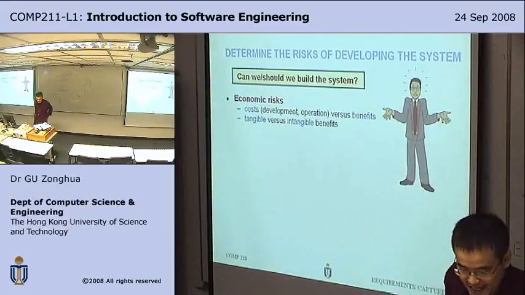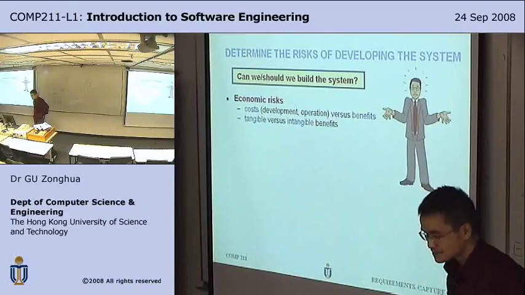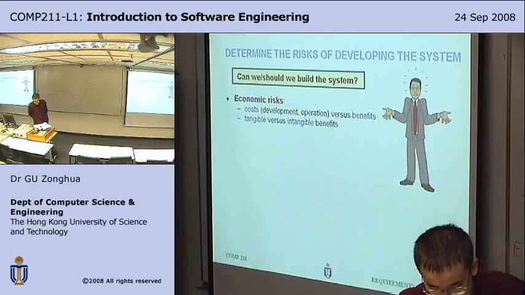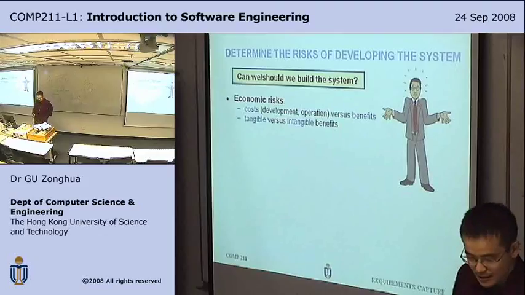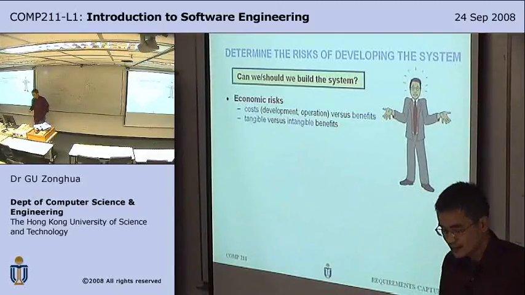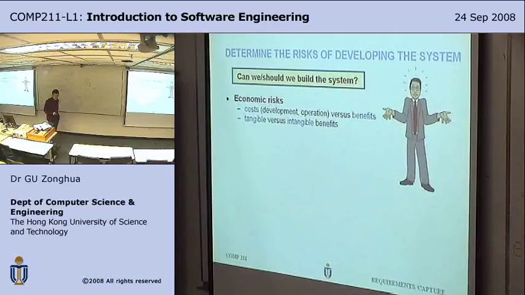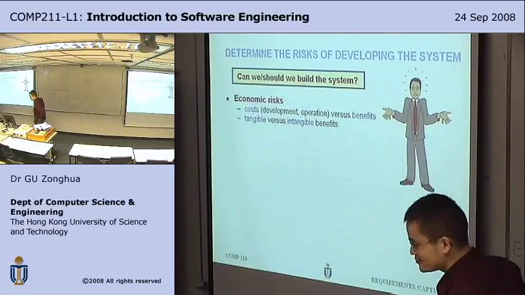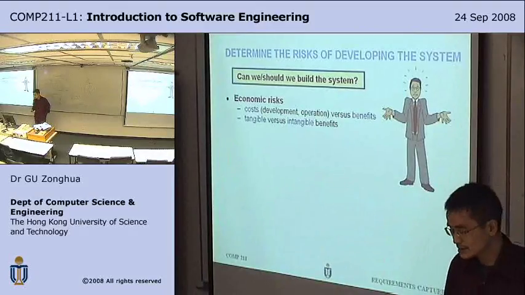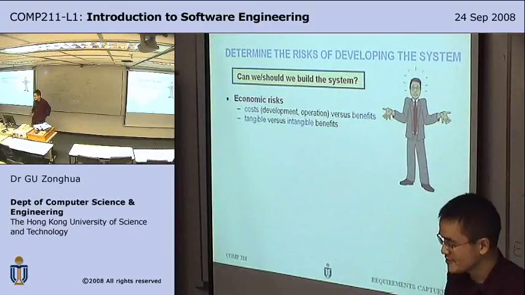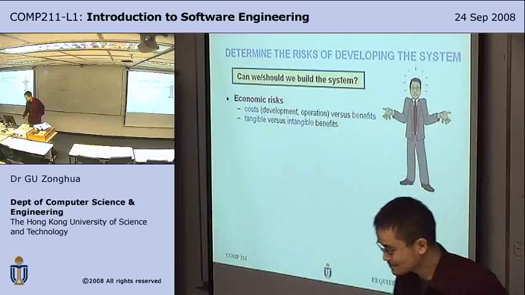Tangible versus intangible benefits. A tangible benefit is something that can immediately bring in profit. An intangible benefit is perhaps something that's not obvious, but it helps improve your customer service, helps improve your organization's workflow, and eventually it will result in benefits, but it's not easily measurable.